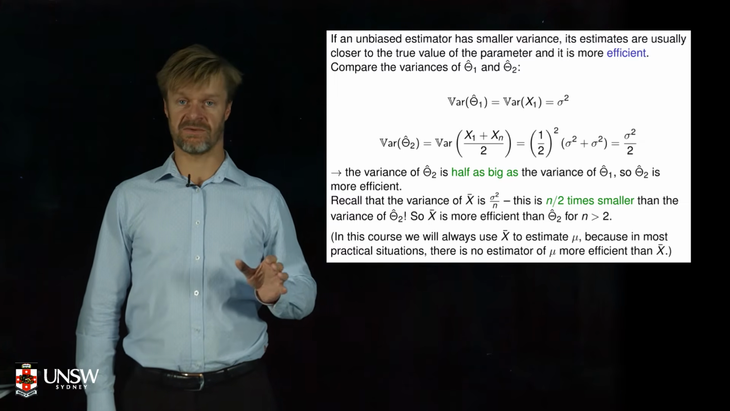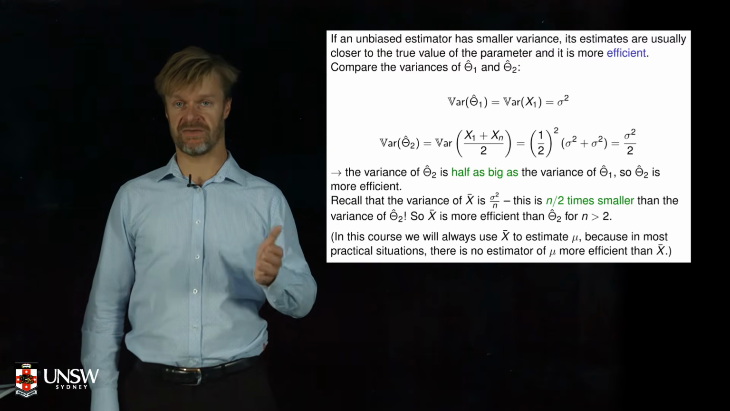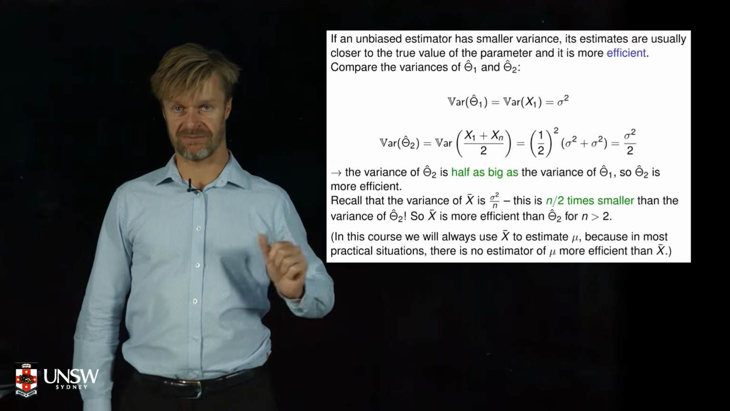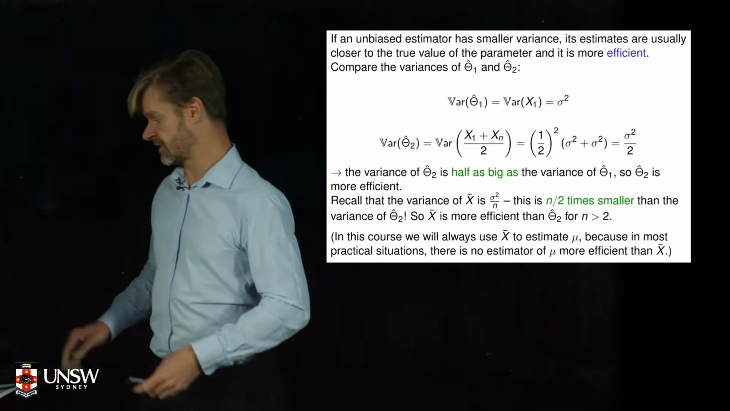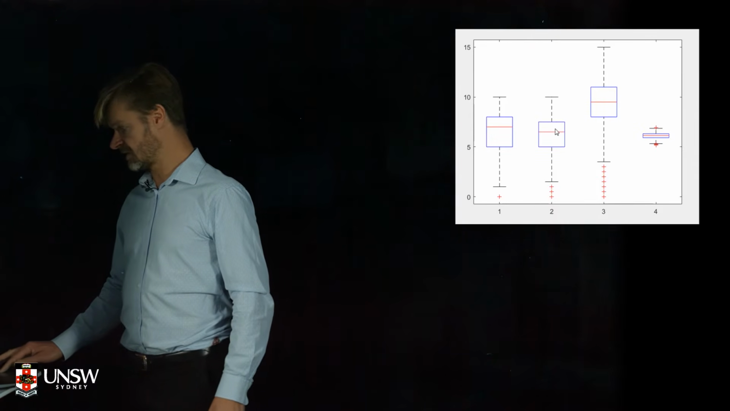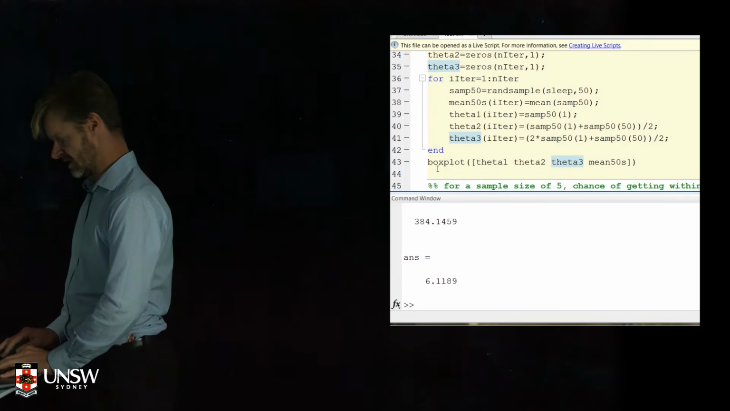But it's nowhere near as good as averaging all 50 values, is it? Remember, the variance of x bar is sigma squared on n. For 50 observations, we're talking sigma squared on 50. That's 25 times less than the variance of theta hat 2. So this one has heaps less variance than theta hat 2, which has slightly less variance than theta hat 1.